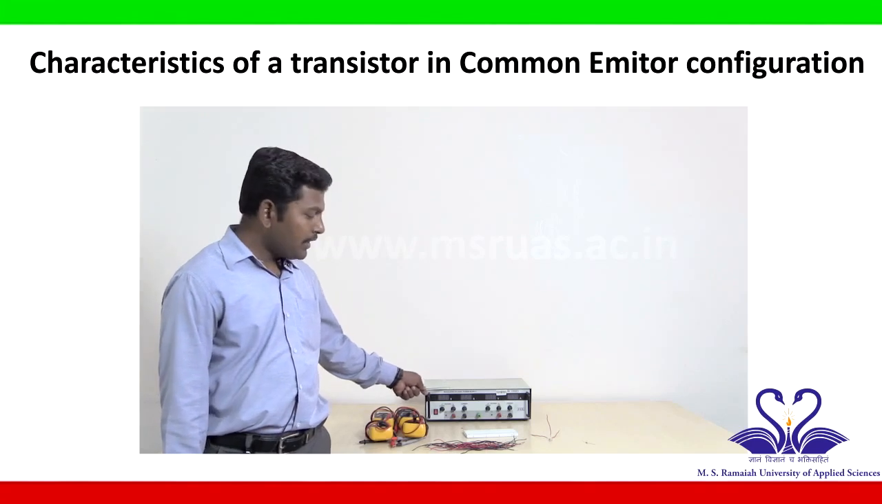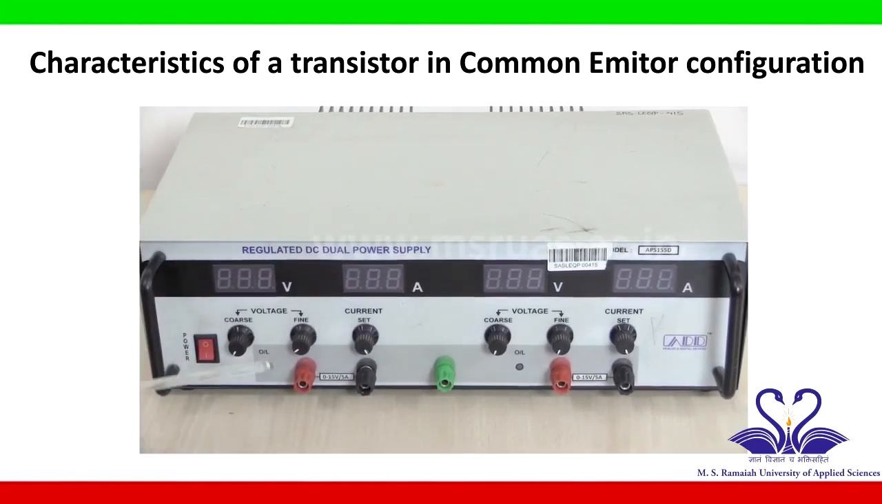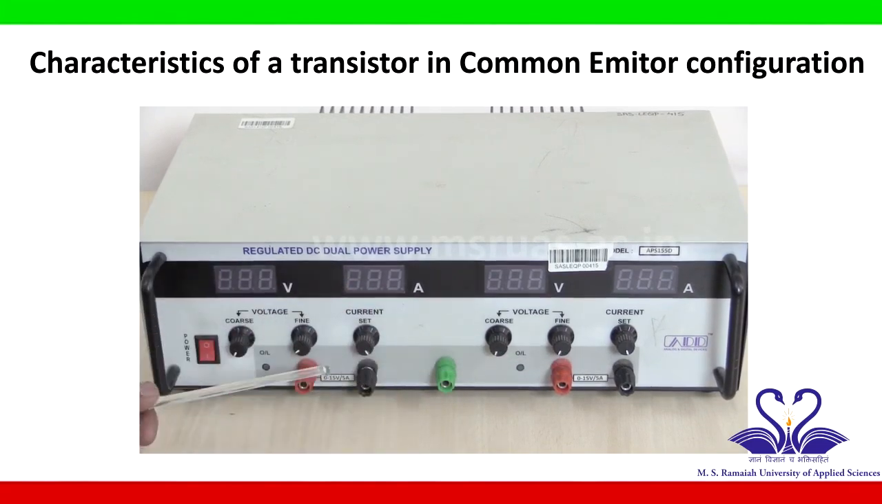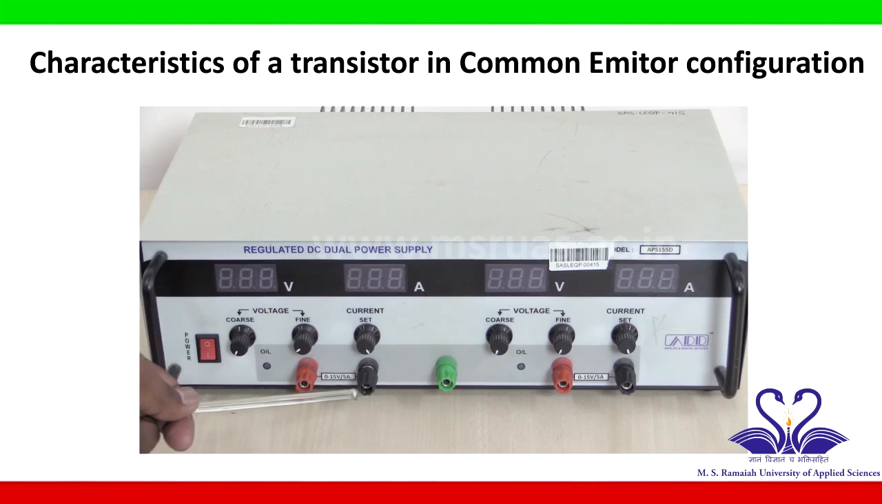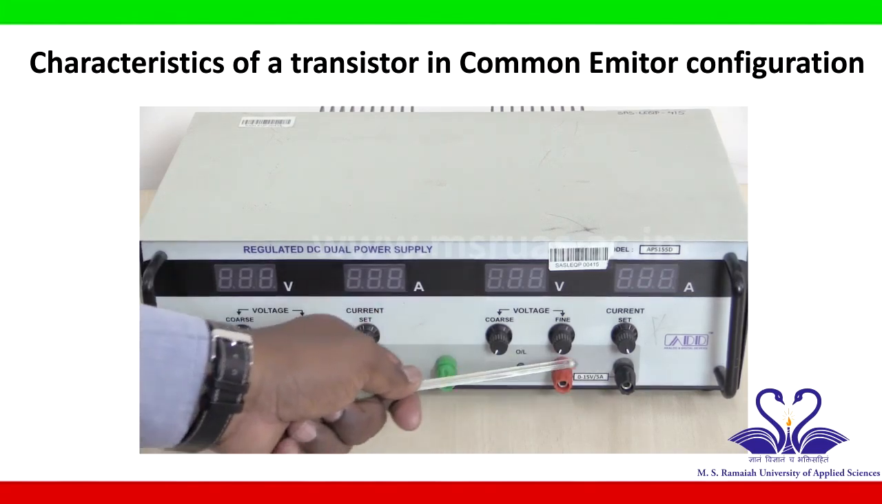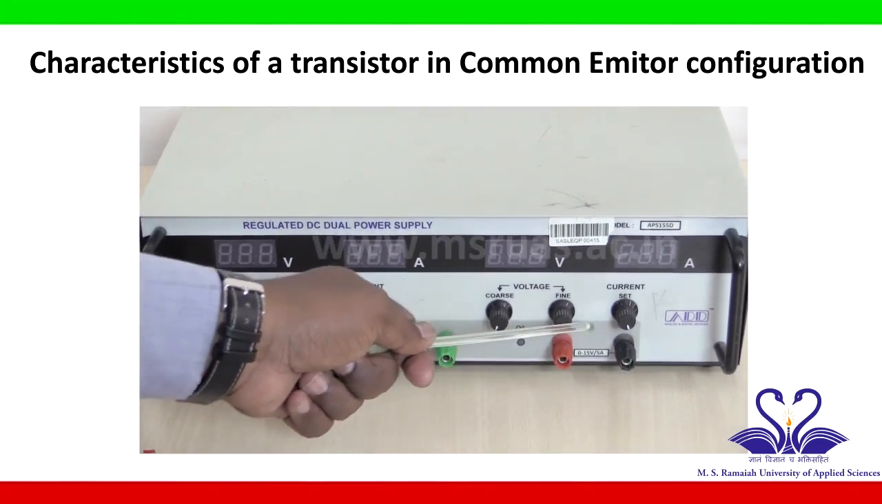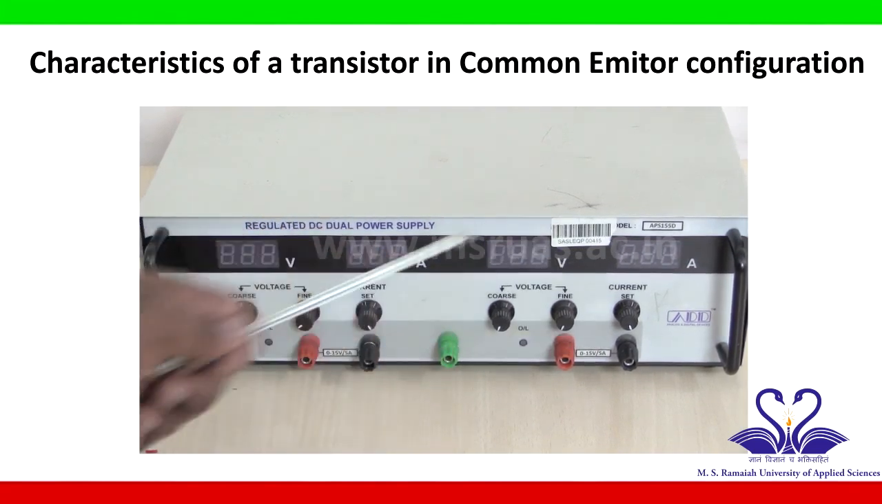Dual DC power supply. This is a dual DC power supply, and here we are using both power supplies for this experiment. One power supply is used to give the input side voltage, and the other is used to give power to the output side of the circuit.